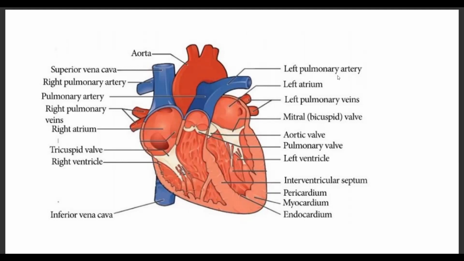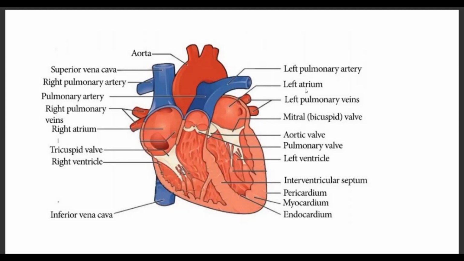Pericardium is the outermost layer. It is made up of 2 sacs. Next point, outer fibrous pericardium and next point, inner serous pericardium.